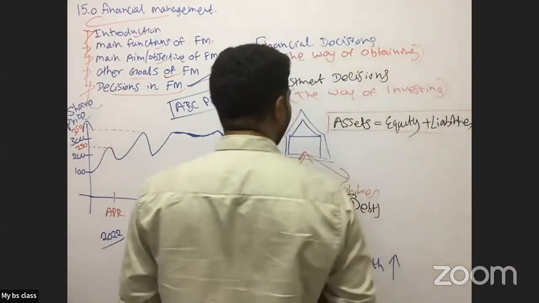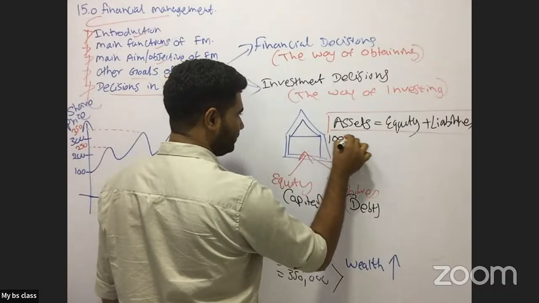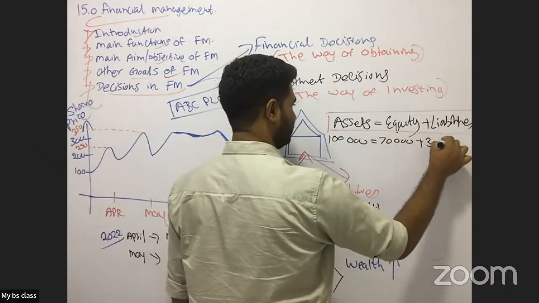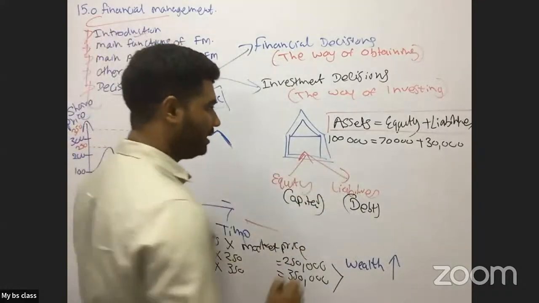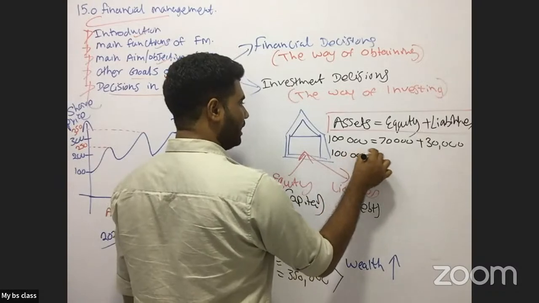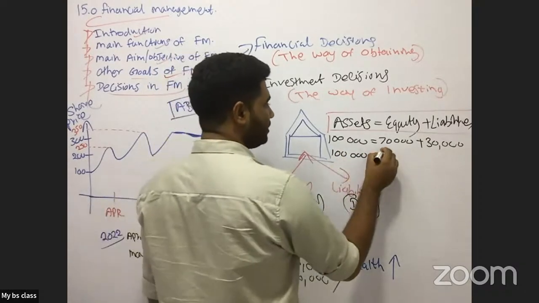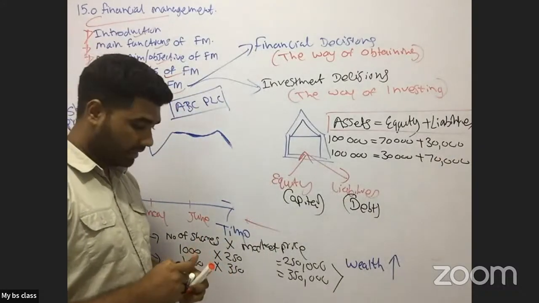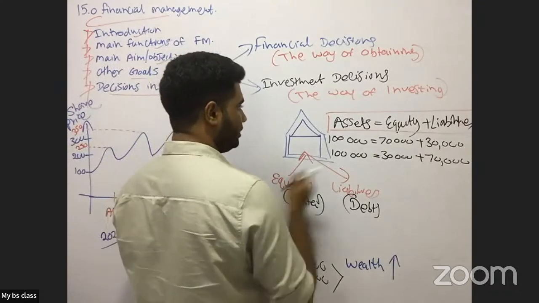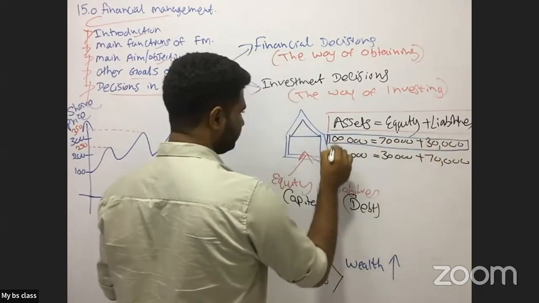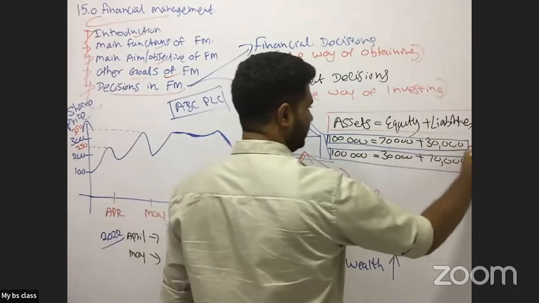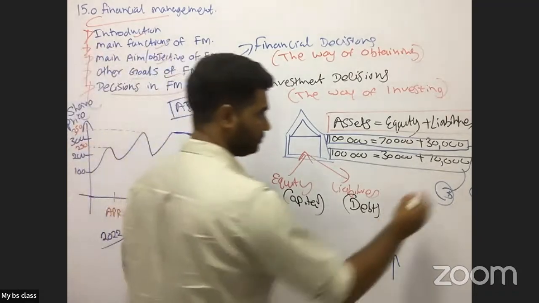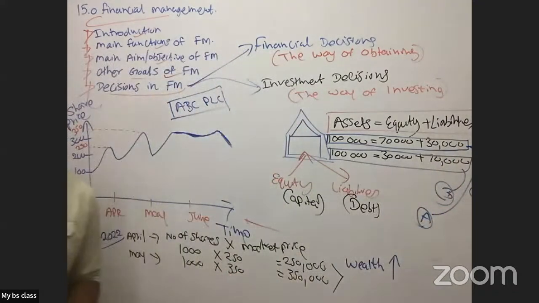Think of this. Your total assets are 100,000, made up of equity 70,000 plus liabilities 30,000. Now, is this position better or this position? Let's say two situations. Again you have 100,000 assets, but equity is only 30,000 whereas liabilities are 70,000. What is the better position from the business point of view? Situation A or situation B? Obviously situation A is the better one.